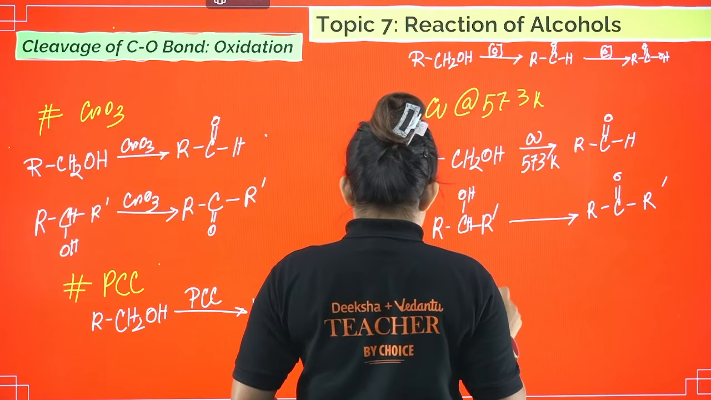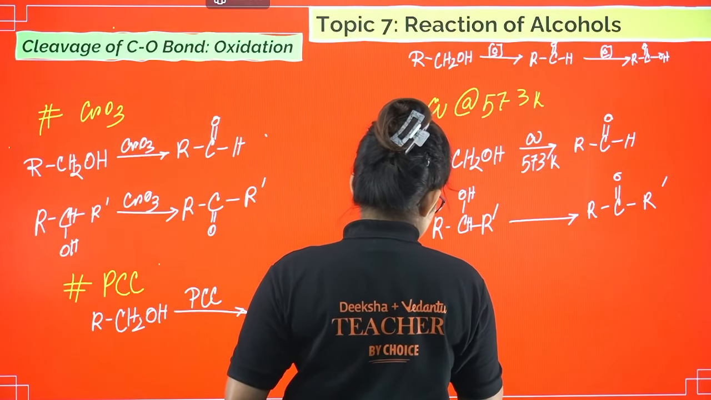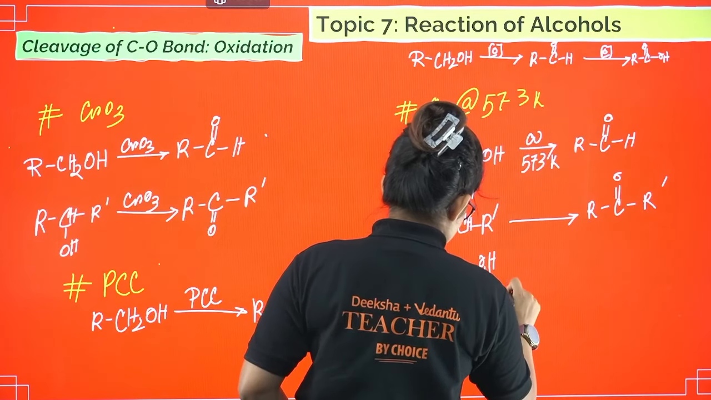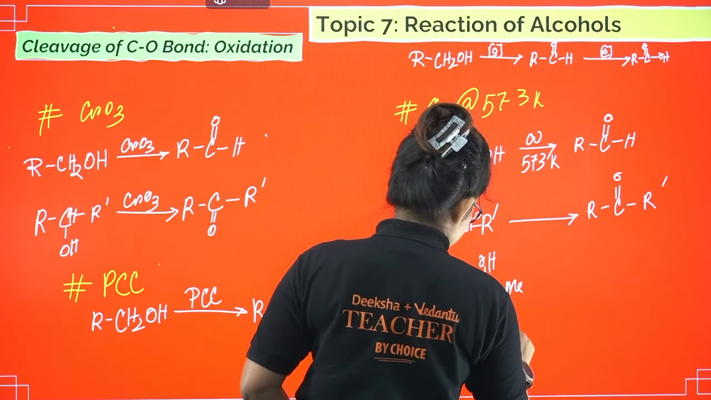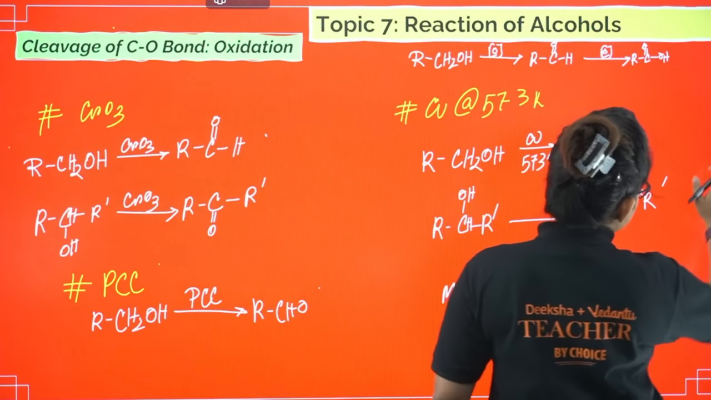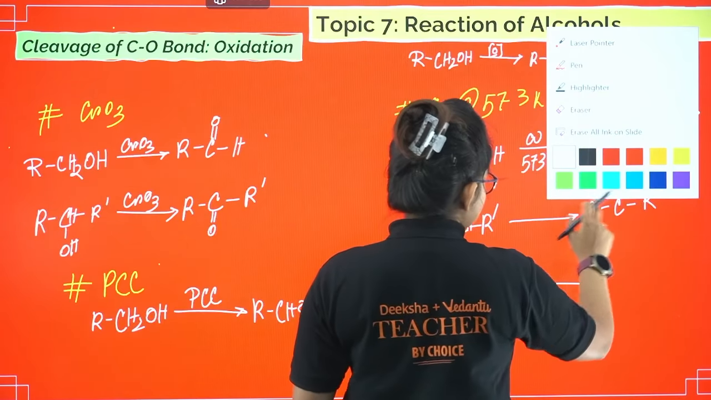Now let's say I have a 3 degree alcohol. Let's say one methyl, OH, here methyl, here methyl. Here comes the magic. Here comes the magic. Let me write the CH3 group, it will be better.